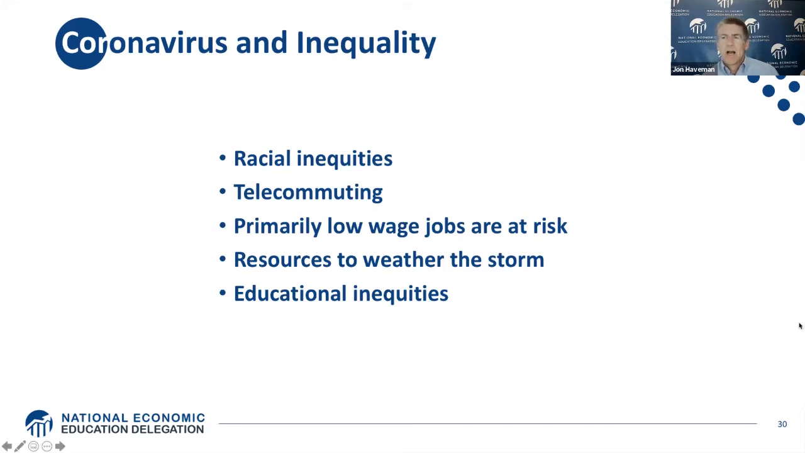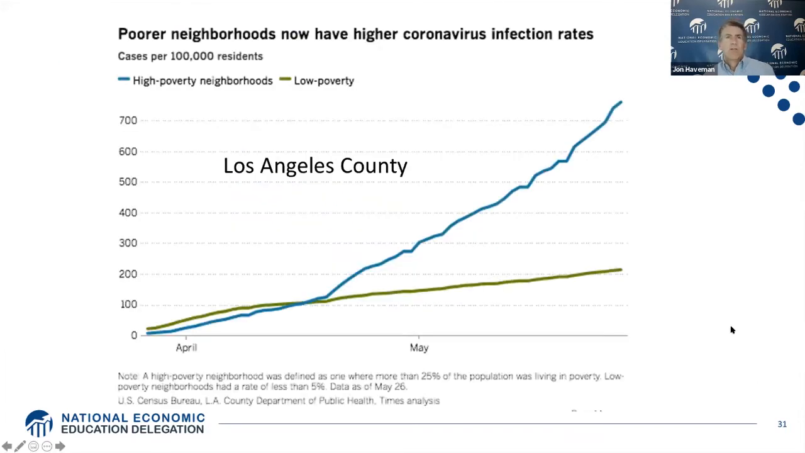And I've got a little bit of evidence here on the inequity of COVID. It's hitting high poverty neighborhoods much worse. The blue line here, those are high poverty neighborhoods in Los Angeles, California. And this is cases per 100,000 residents, right? So it's been going up steeply, whereas if you look at low poverty neighborhoods, the wealthier neighborhoods, it's been going up, but at a much lower rate. Right, so it's hitting high poverty neighborhoods much worse than low poverty.